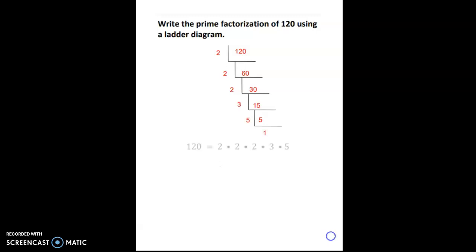The numbers on the left-hand side are our prime factorization, so 2 times 2 times 2 times 3 times 5, or 2 to the third power times 3 times 5.